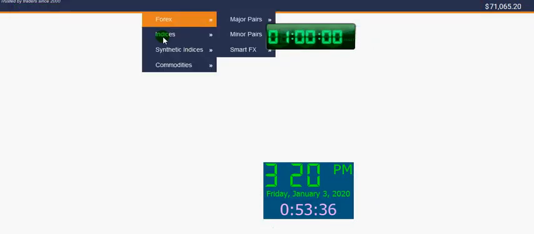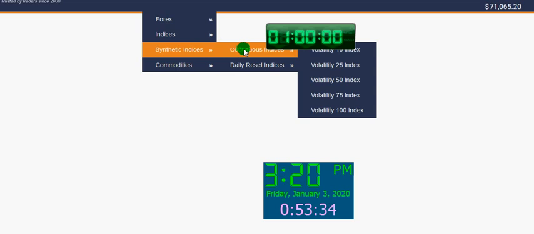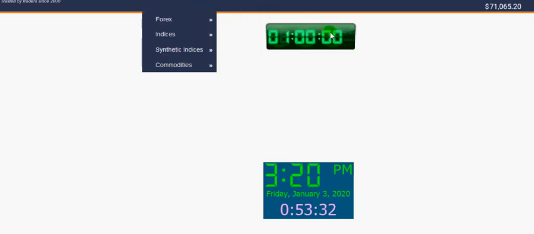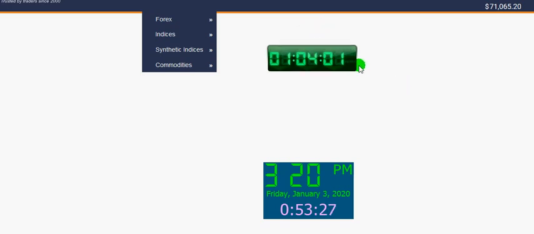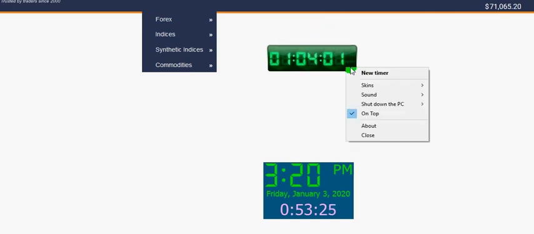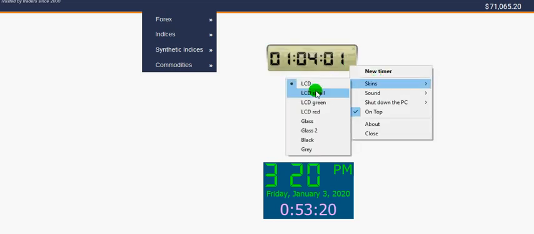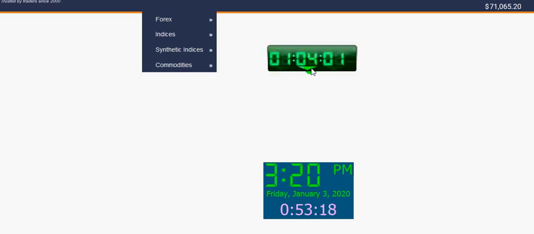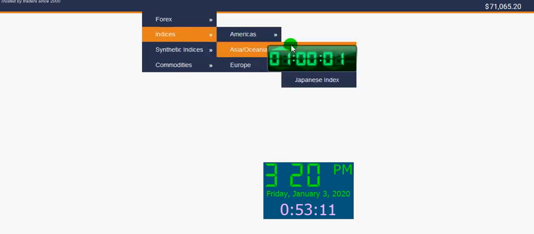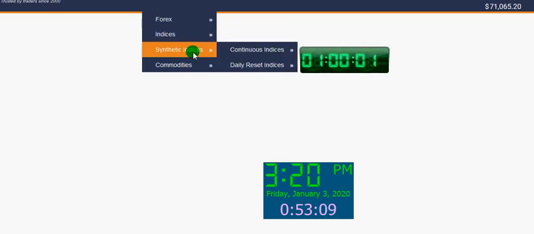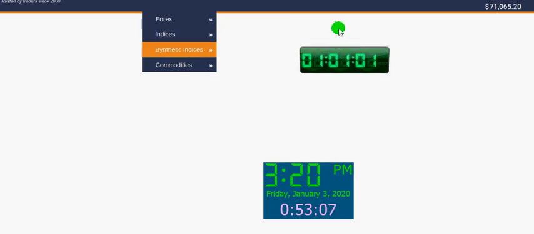Make sure you are using the webtrader. After signing up for a free trader account, just use the webtrader. This timer has so many skins, so you can right click and change the skins. This is the default skin, so I'm going to change this to green. Let me set this to 1 hour, then I will start the timer once I set the trade. Continuous index, so push it.